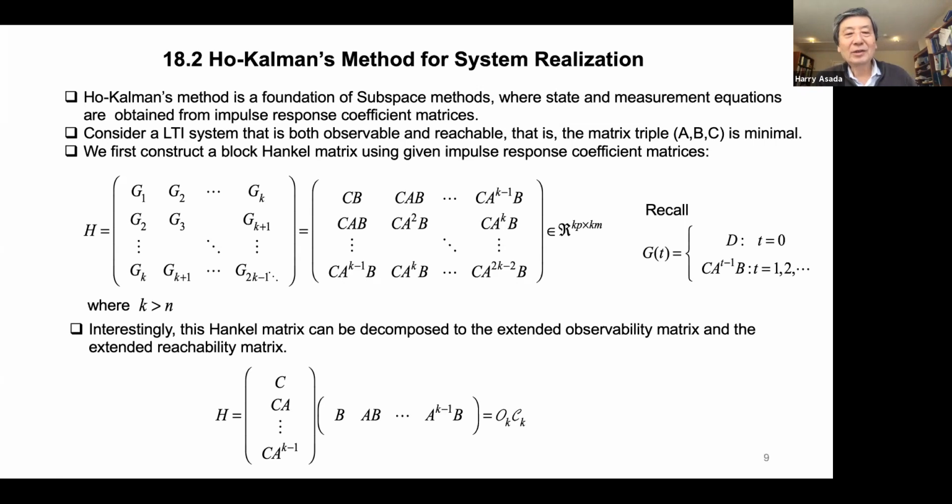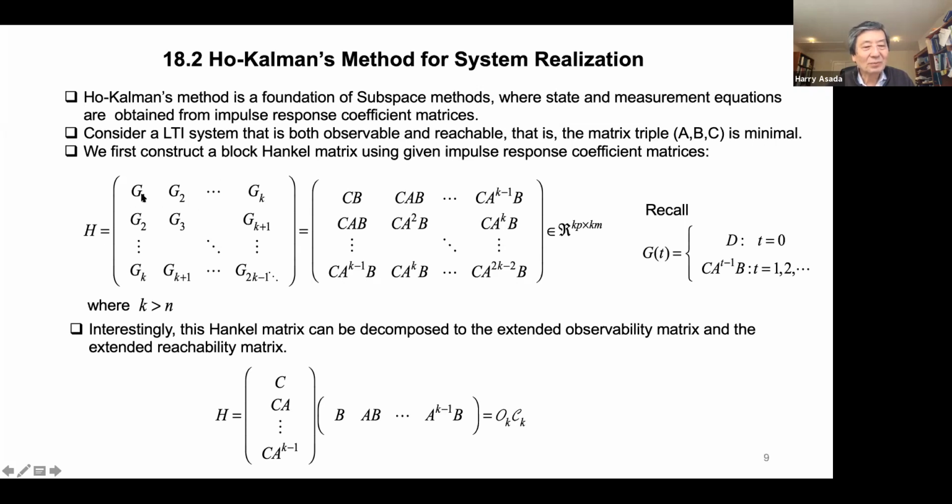But this Hankel matrix is so convenient and a clever idea. And then actually, it's not that complicated at all. Okay, Hankel matrix. What is the Hankel matrix? Now, we place these impulse response quotient matrices, G1, G2, G3, in a very special structure as shown here.